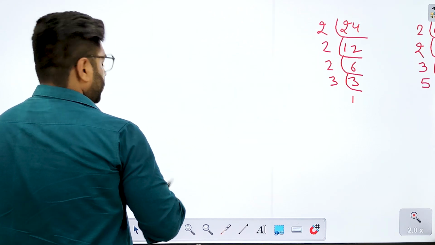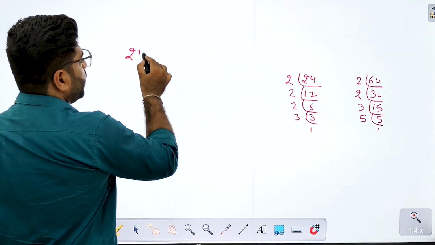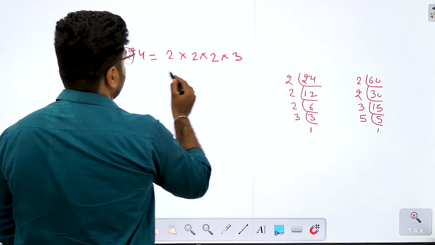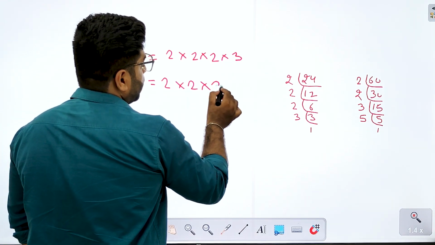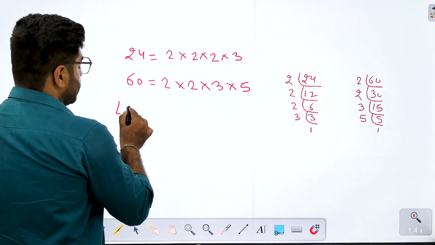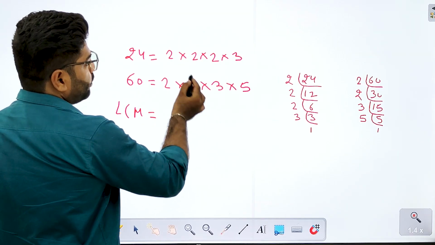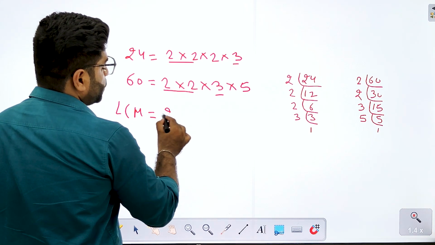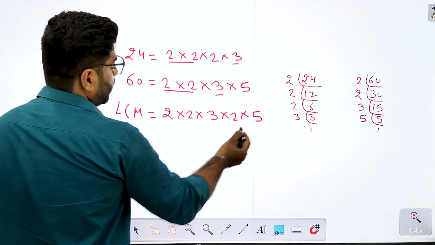Okay, now we are going to find out the LCM of these two numbers. We have 24. The factorization of 24 is 2 multiplied by 2 multiplied by 2 into 3. And next is 60, that is 2 multiplied by 2 multiplied by 3 into 5. For the LCM, we have to take first the common factors and then the remaining ones. This is 2 multiplied by 2 multiplied by 3 into 2 into 5.